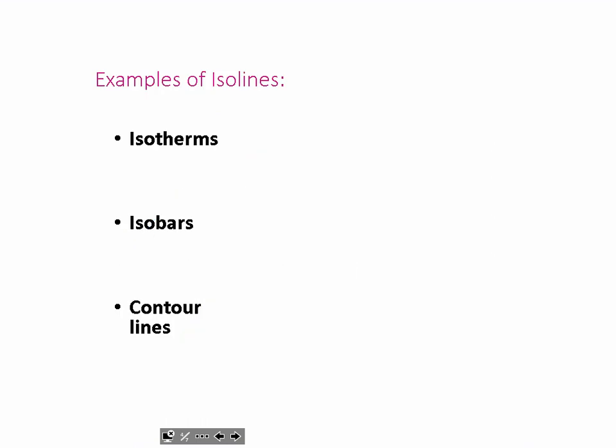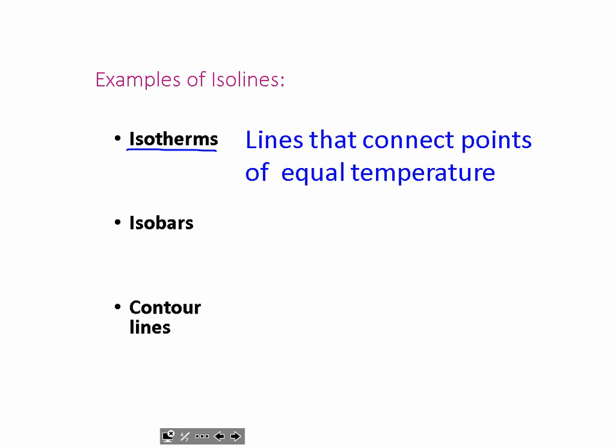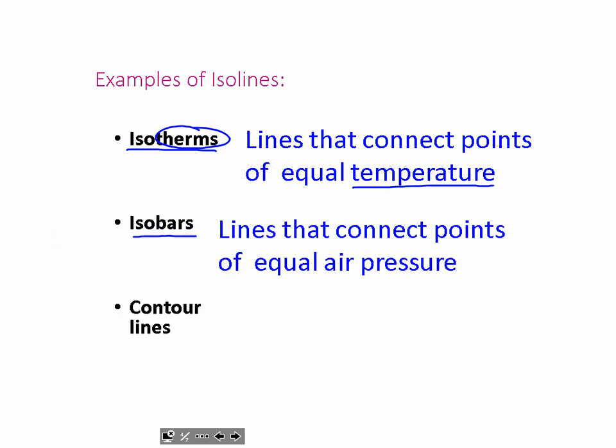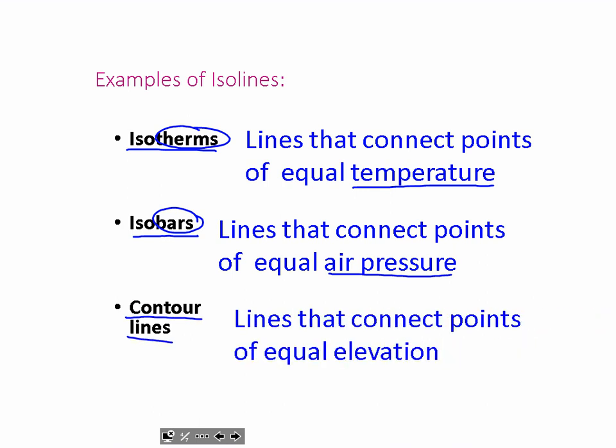Now there are 3 types of isolines. An isotherm connects equal points of temperature. So therm refers to thermal or temperature. You don't have to underline that, I'm just trying to explain where we get these terms. Isobars, the bar refers to barometric pressure, which is air pressure. So isobars connect equal air pressure. And then just to be different, we have contour lines, which connect points of equal elevation. So isotherm, isobar, and contour lines are what you should have filled in for A, B, and C.